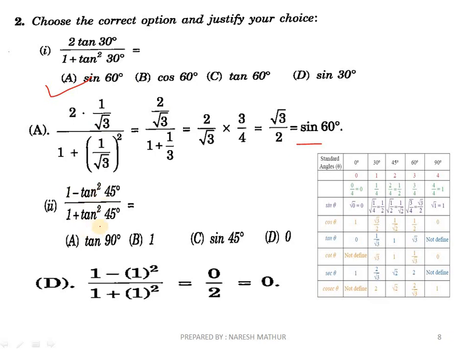1 minus tan square 45 upon 1 plus tan square 45. Tan 45 is always 1. 1 minus 1 is what? 0. 0 upon something is always 0.